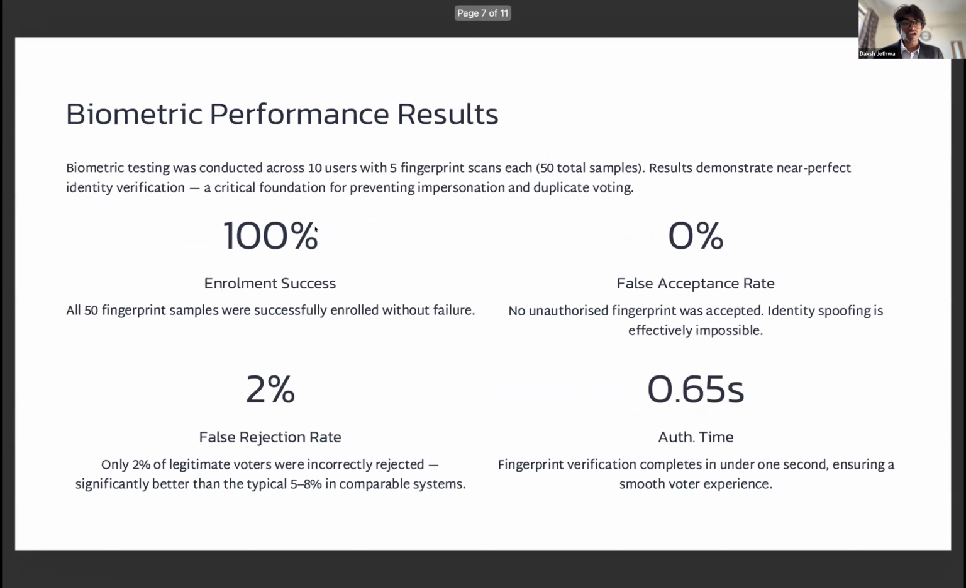But how reliable is our biometric authentication in practice? We tested our system across multiple users and scenarios. We achieved 100% enrollment success rate, 0% false acceptances, and only a 2% false rejection rate. This shows that the system is both accurate and dependable.